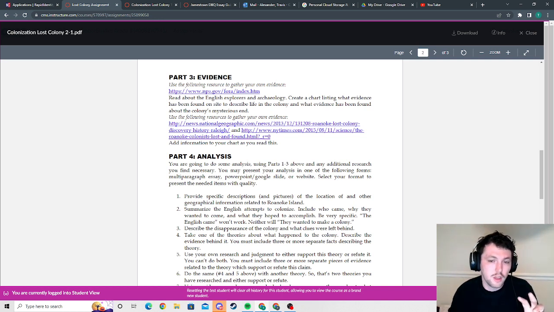So just identify the evidence, say like ceramic shards, right? And then just explain how that piece of evidence works into your theory. Like ceramic shards found 50 miles inland indicate that colonists moved to this more interior location rather than going to Cape Hatteras, right? Going to the Croatoan Indians, right?